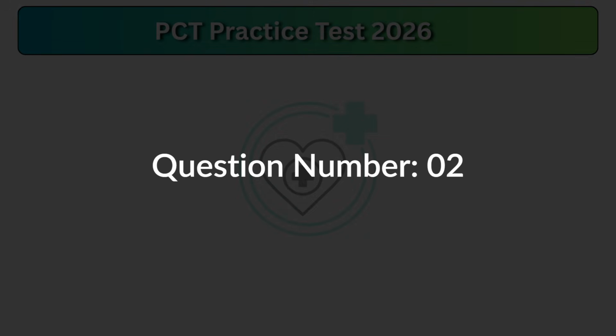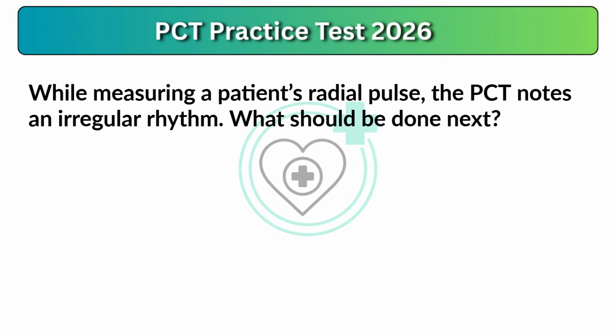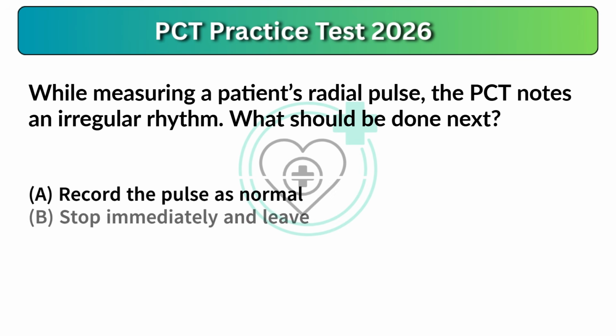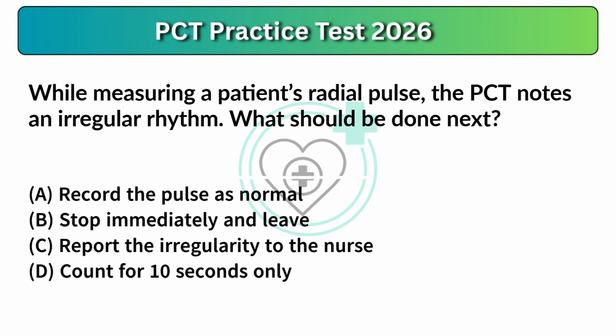Question number 2. While measuring a patient's radial pulse, the PCT notes an irregular rhythm. What should be done next? A. Record the pulse as normal. B. Stop immediately and leave. C. Report the irregularity to the nurse. D. Count for 10 seconds only.